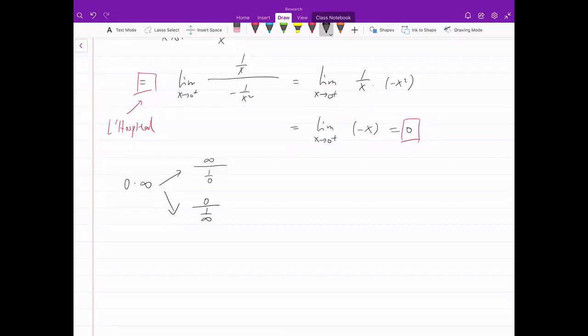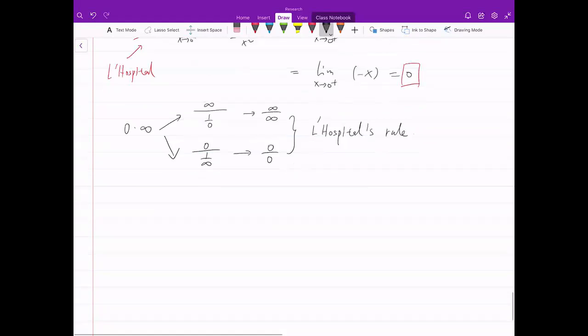For the first case, once you flip, it's not hard to see you have the infinity over infinity case. If you flip the bottom, you have the 0 over 0 case. Does it matter which one? Not really, because they can all be handled with L'Hopital's rule. So for 0 times infinity, you just flip one of them. Moreover, it doesn't matter which one you flip. Always doable.